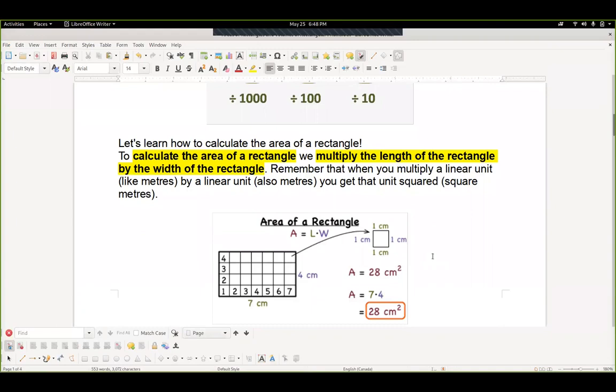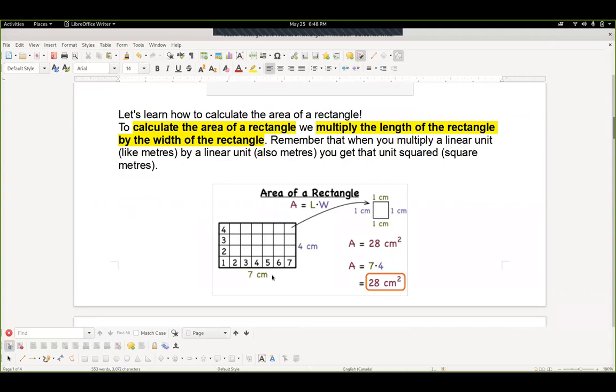To calculate the area of a rectangle, we multiply the length of the rectangle by the width of the rectangle. Remember that when you multiply a linear unit like meters by a linear unit, which would also be meters, you get that unit squared. You get square meters. So in this case, we have centimeters. We have 7 centimeters times 4 centimeters, so that would give us 28 centimeters squared.